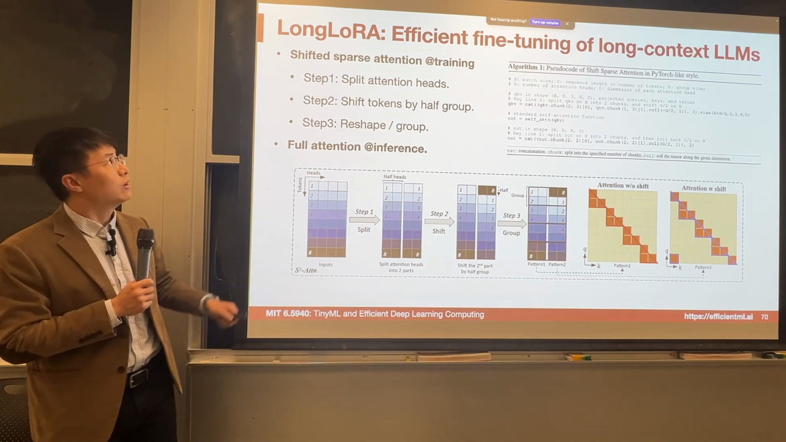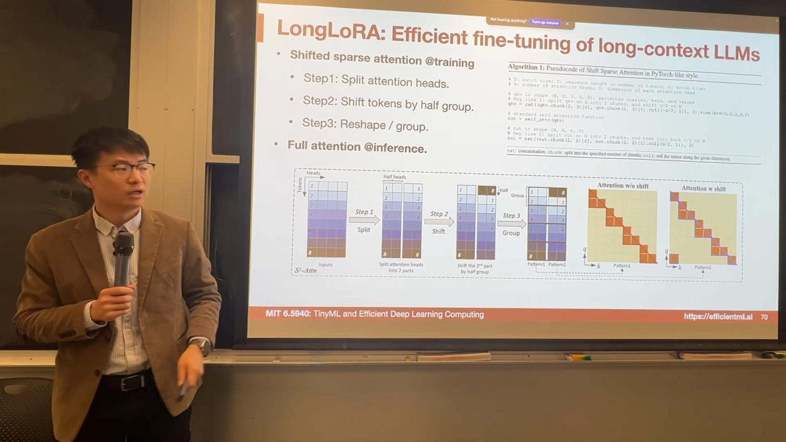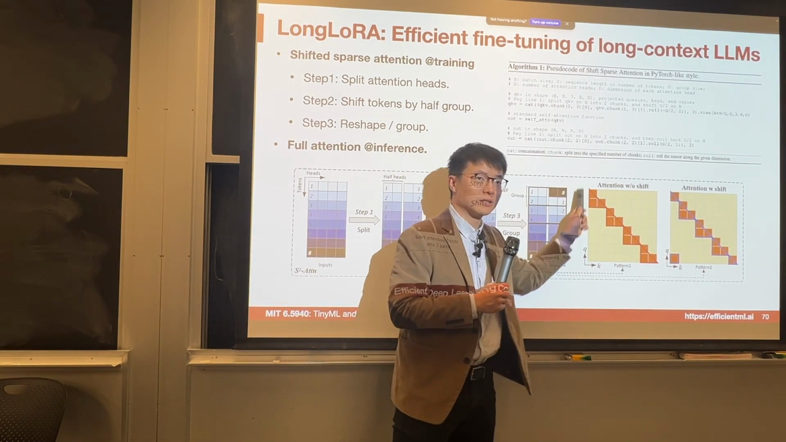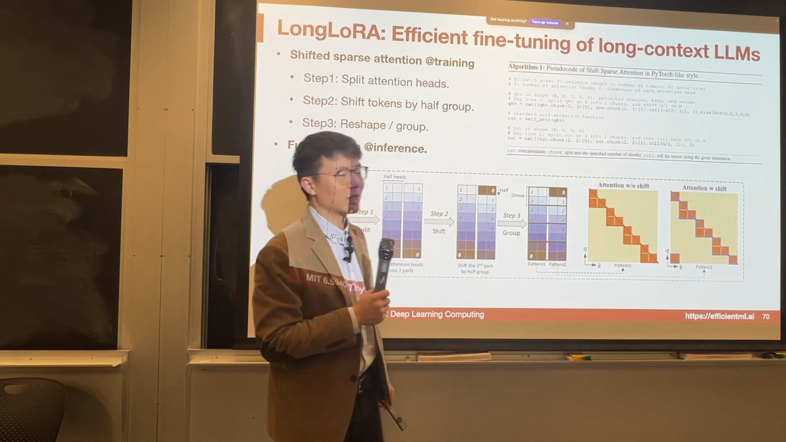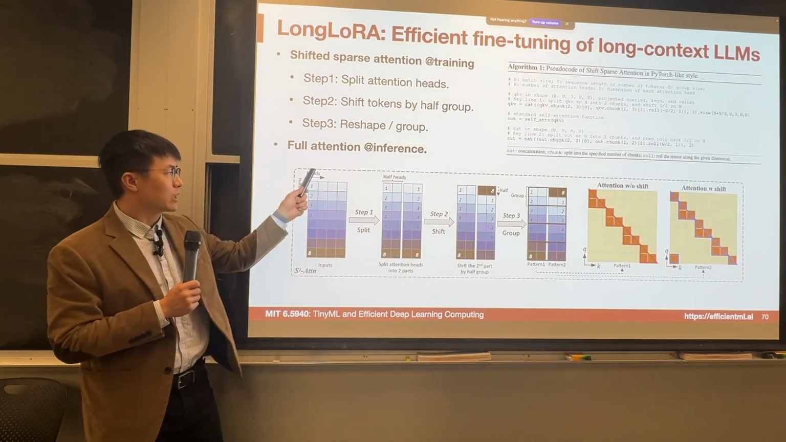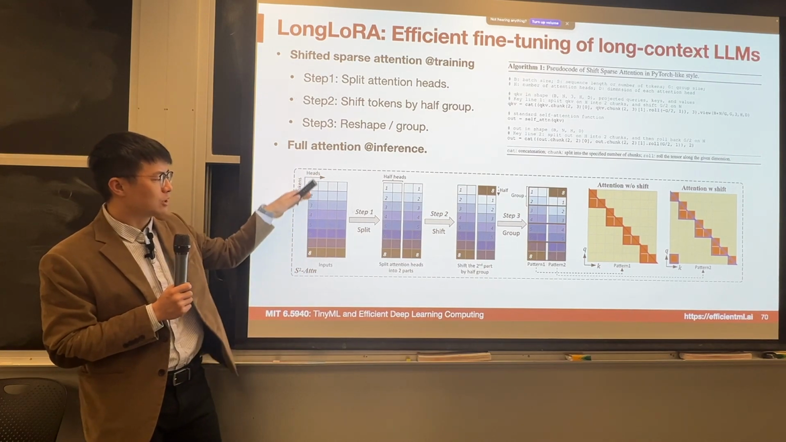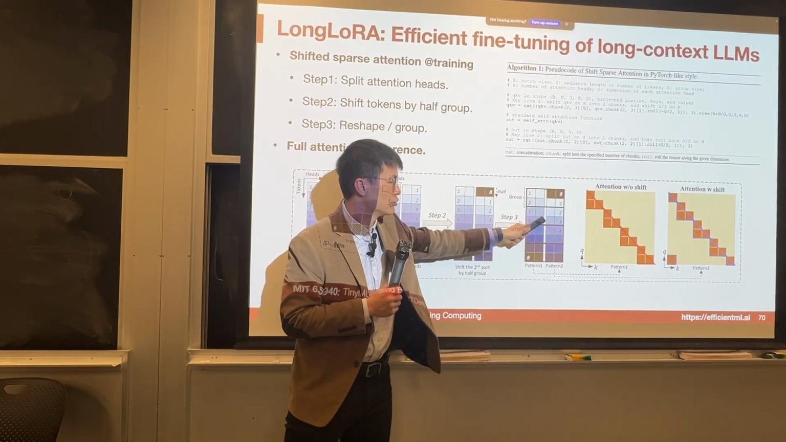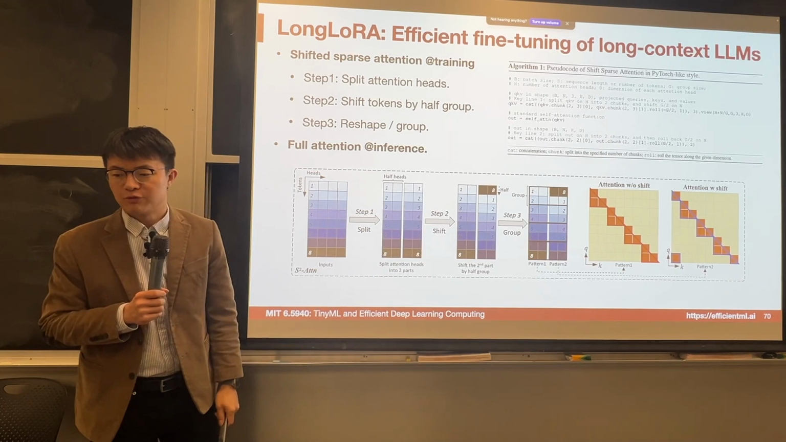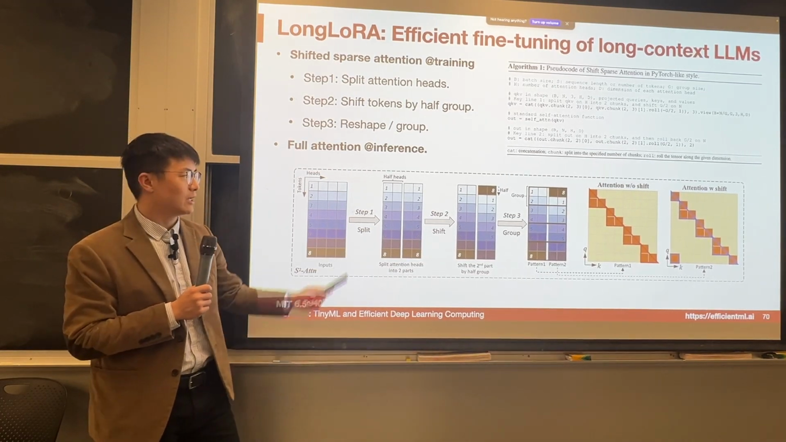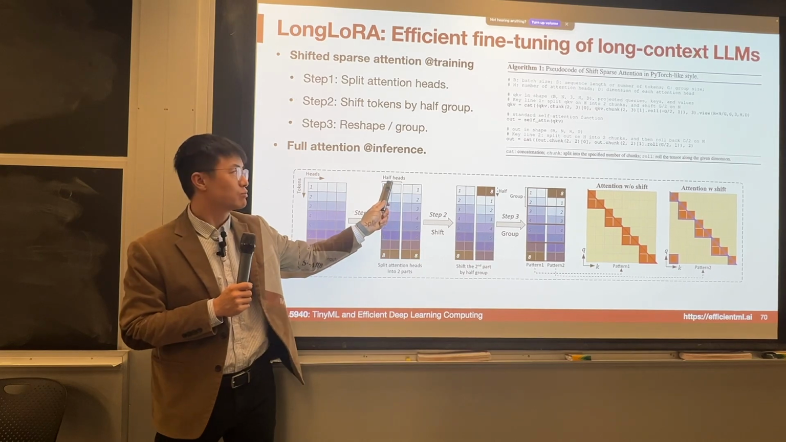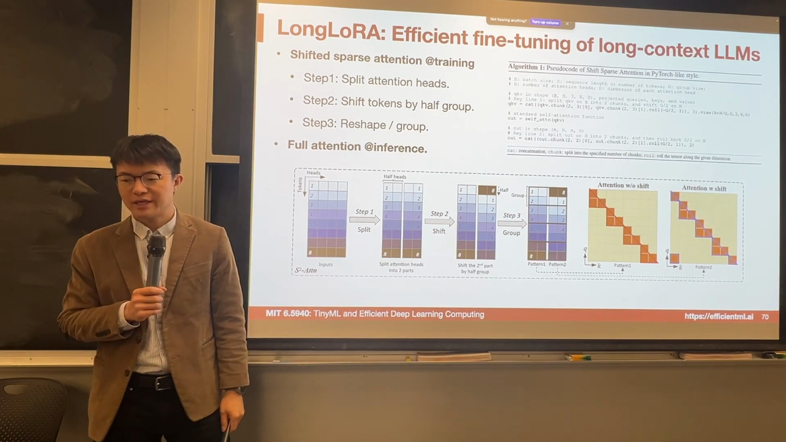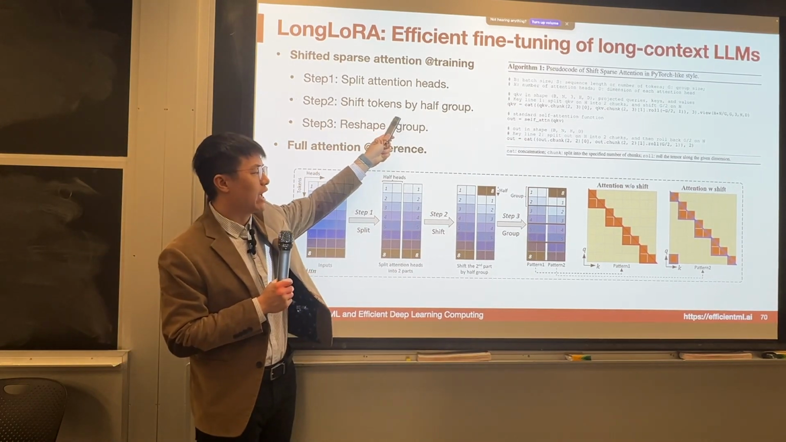Here is the detail about shifted sparse attention. We call it sparse attention because we are not calculating the entire attention map, but sparsely calculating it by group. Here we have 8 tokens and 4 groups: group 1, group 2, group 3, group 4. The first step is to split the attention head into 2 parts, split 1 and split 2. The second step is to shift the tokens by half of the group.